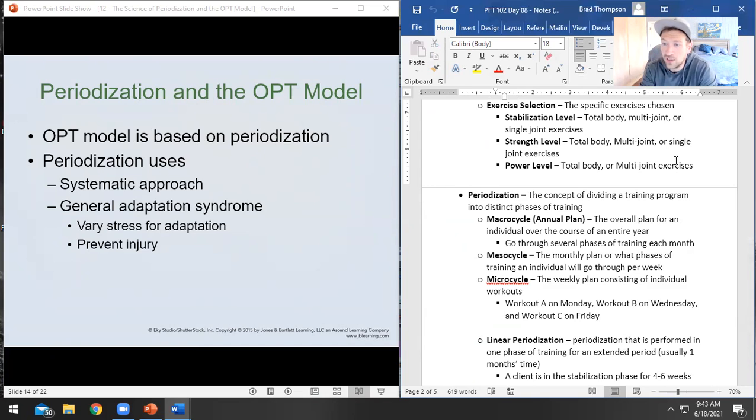From both the stabilization level and the strength level, you can do all of those, right? There are total body stabilization exercises. There's multi-joint stabilization exercises, single joint exercises, right? Same thing is true on the strength level. The power level, we are never going to do single joint exercises.